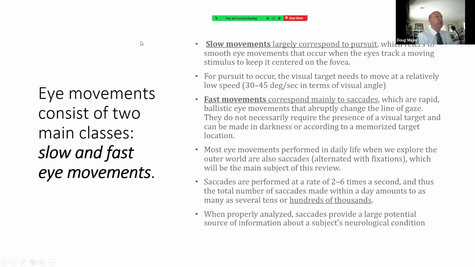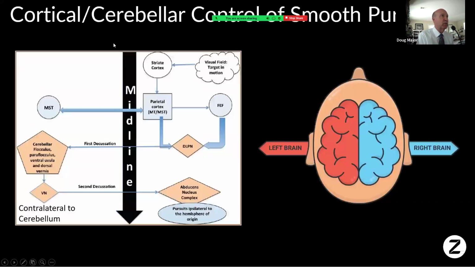And of note, the eye movements have two classes, slow and fast. Just like we have fast vergence, slow vergence, we also have thinking fast, thinking slow. Kahneman, who just passed away. And slow movements are more pursuits, but as it speeds up, it becomes a saccadic movement. And saccades are just happening all the time, 2 or 3 times a second. It can be hundreds of thousands a day. And they are a great source of information on how we process things in our visual world.